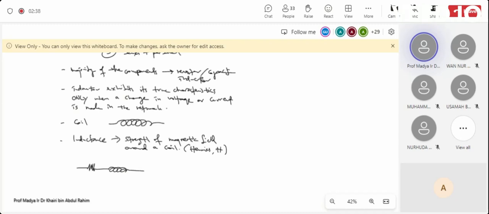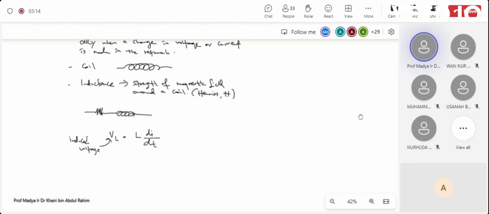Let me see. Okay, so the induced voltage is the inductance times the amount of change in current. Okay, di over dt. So if the current changes rapidly, the induced voltage is also increased. Okay, this is the induced voltage.